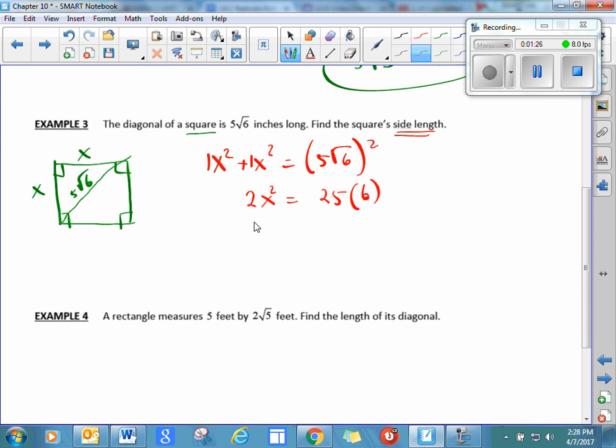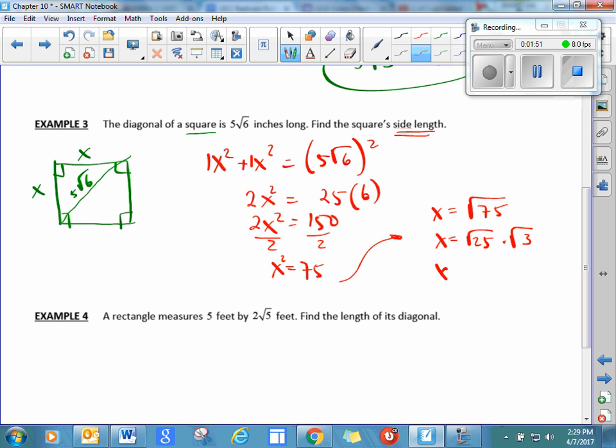So now this is looking a little bit more friendly. 2x squared is equal to 150. Divide both sides, and x squared, sorry, is equal to 75, and we'll clean that up a little bit. x is equal to the square root of 75, which simplifies further to the square root of 25 times the square root of 3, which is 5 radical 3. So each one of these sides is 5 radical 3 long.